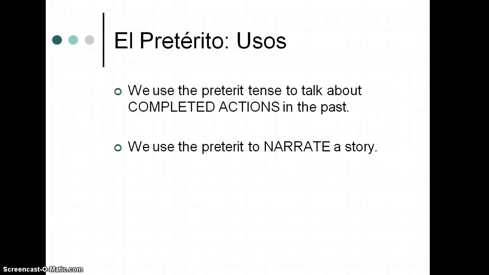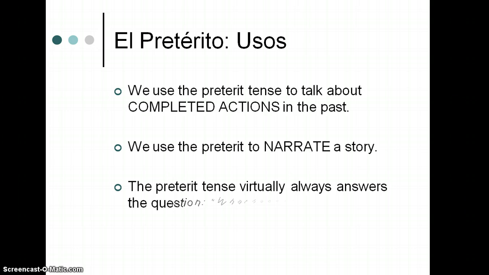If you think about a James Bond movie, for example, there's a whole lot of preterite there normally, because a lot of things happen, right? So that means that the preterite tense virtually always answers the question, what happened next? So if I say, for example, yo salí de mi casa, I walked outside, I left my house. I could say something like this that might answer the question, what happened next? Yo vi un carro, I saw a car. Okay, what happened next? El carro llegó, the car arrived.